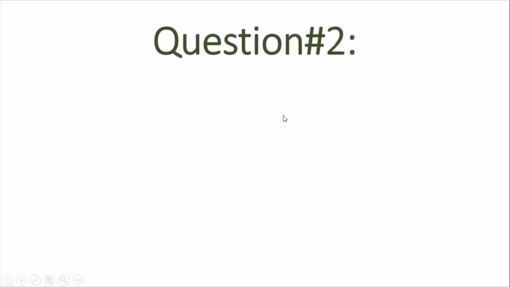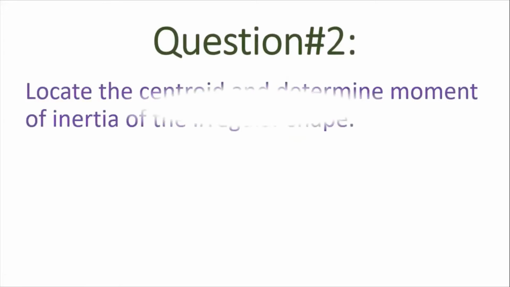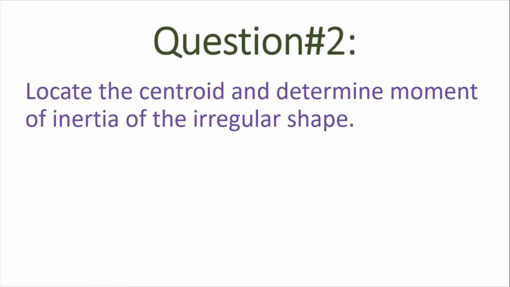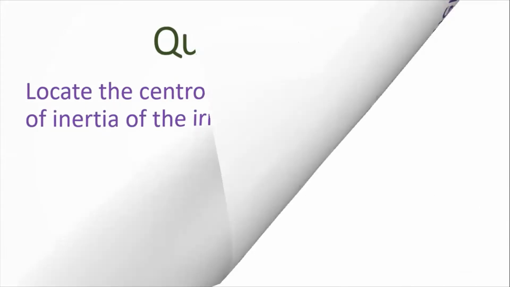Hello students, this is question number 2 and it is very simple compared to question number 1, but I want to clear the concept over here. Why is it so? How can we calculate centroid and moment of inertia for a simple regular shape? We are going to calculate the centroid and moment of inertia for the rectangular cross section. So first we are going for the centroid.